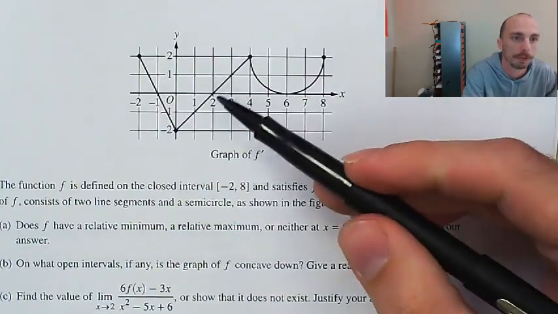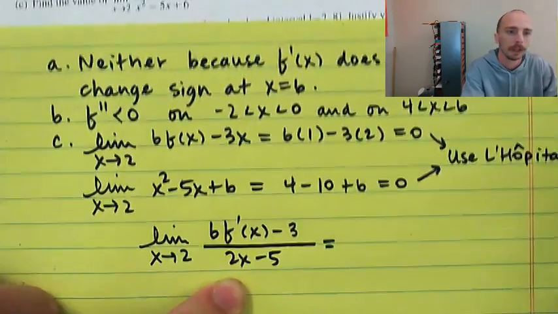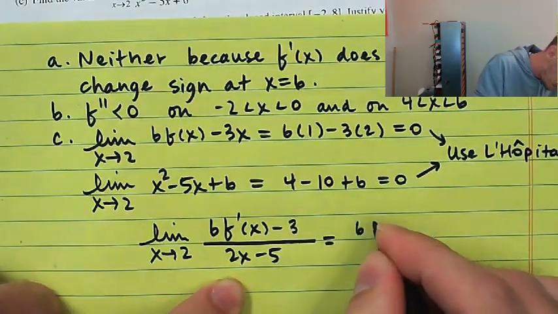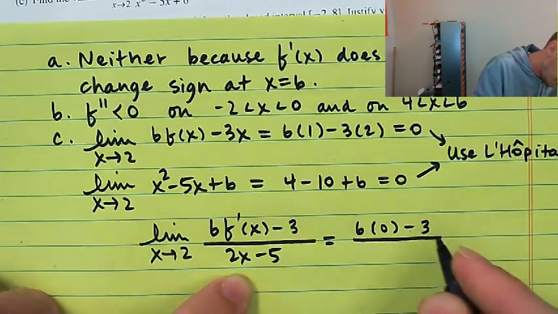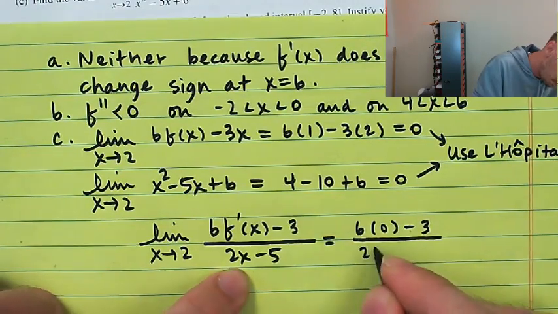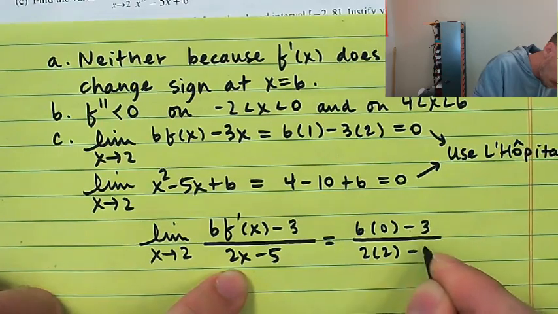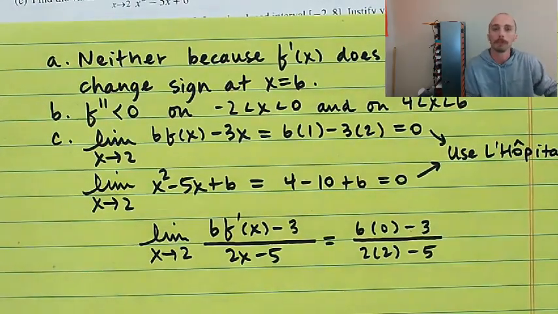So I go back to the graph. This is the graph of f prime. F prime of 2 is equal to 0. All right, so I've got 6 times 0 minus 3 divided by 2 times 2, which is 4, minus 5. This is a safe place for us to stop, right?